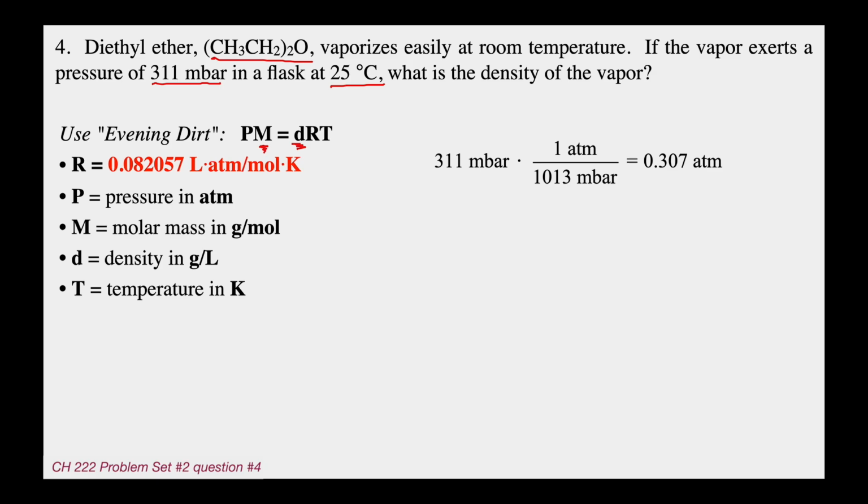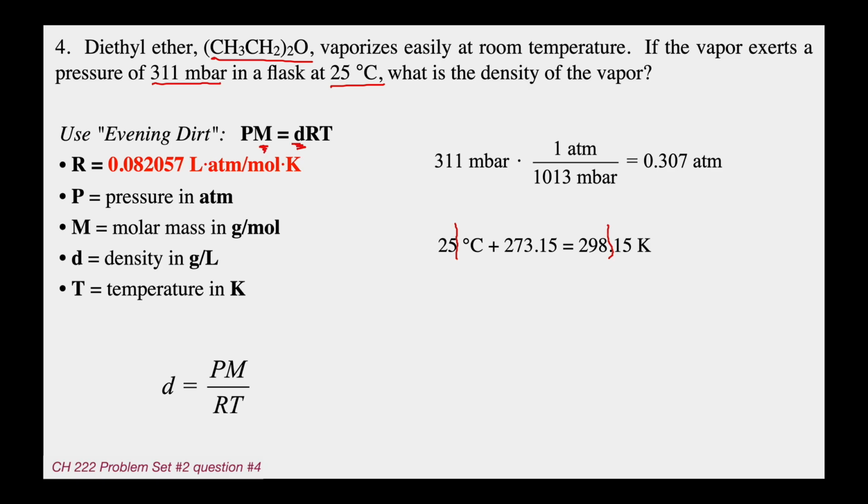0.307 atmospheres, 3 sig figs in, 3 sig figs out. 25 Celsius becomes 298.15. Now again, thinking of sig figs, when we do this, 25 cuts off at the 1 spot. So officially this would cut off at the 1 spot as well. But I do encourage you to use 0.15. Use all the sig figs you can, and at the end, go back and do the sig fig analysis.